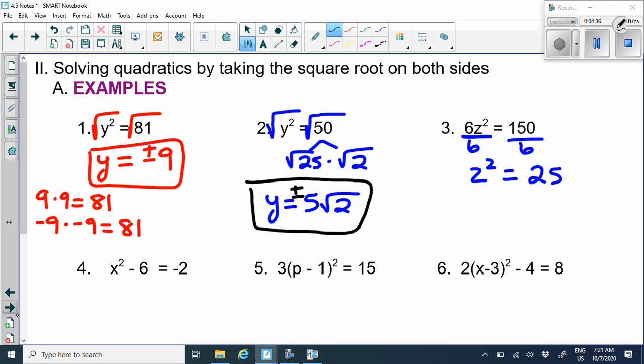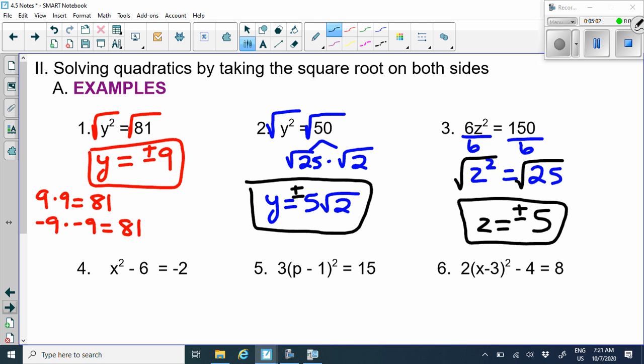Now, we can take the square root on both sides because we have the base squared all by itself, or variable squared. The square root and square cancel each other out. Now, 25, is that a perfect square? Yes, it is. So we have z equals, don't forget the plus minus, and then we have 5. So remember, we have two solutions. We have the positive 5 times 5, which gives us 25, but we also have the negative 5 times negative 5 to give us positive 25.